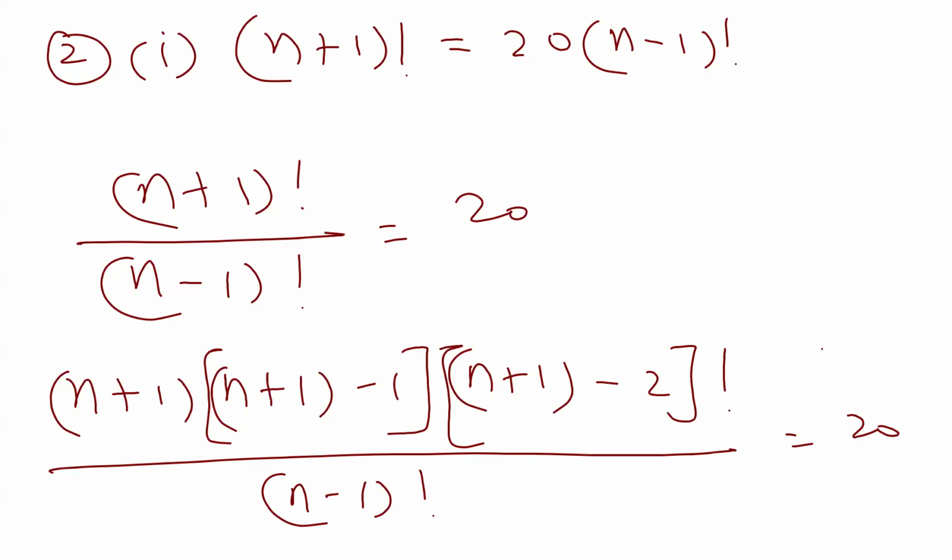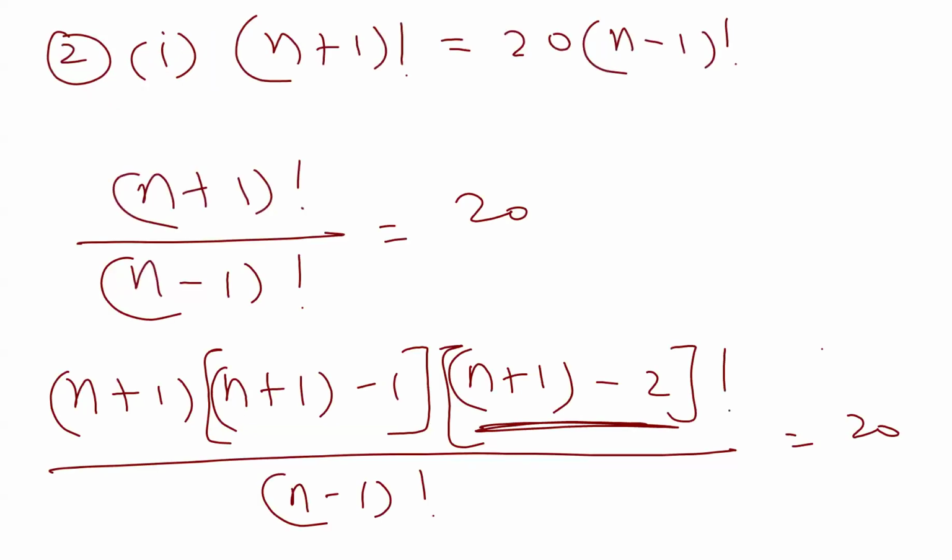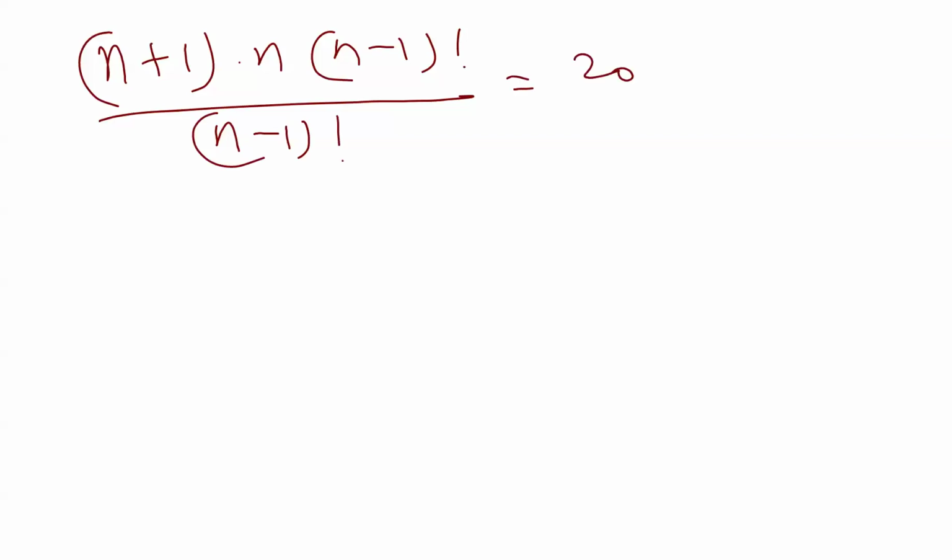So n plus 1 into n, because plus 1 minus 1 is gone. This is n minus 1, so n minus 1 factorial upon n minus 1 factorial is equal to 20. So n minus 1 factorial is gone. Now n plus 1 into n are two consecutive terms. If you want to test, put the value of n as 10. So 10 plus 1 is 11, 11 into 10.